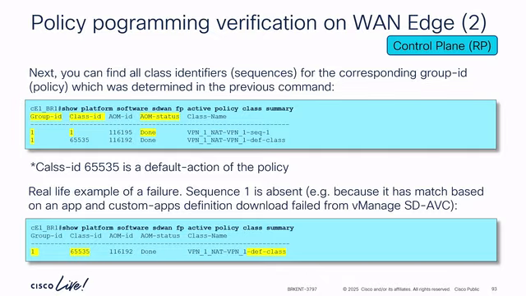A real-life example of what may fail here. You verify that, and you can see there is only 1 class, the default. It means we were not able to program class 1. Why? Maybe because, for example, we were trying to match not based on source prefix, like in my example, but maybe we are using an application-based match. And if we cannot program that application, maybe because the application definition has not arrived to us from SDAVC, then we will not be able to program it into the control plane of a device, right?